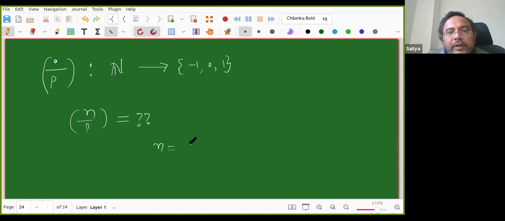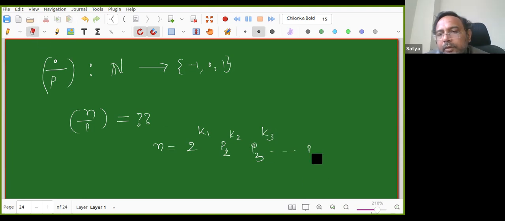So n is generally 2^k1 times p1^k2, where p1 is an odd prime, times p2^k3 and so on, up to pr^kr. Every natural number can be written as a product of primes, correct? So I have this prime factorization for the given n. Now what is this (n by p) value?